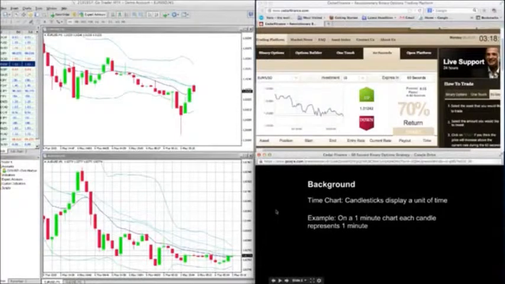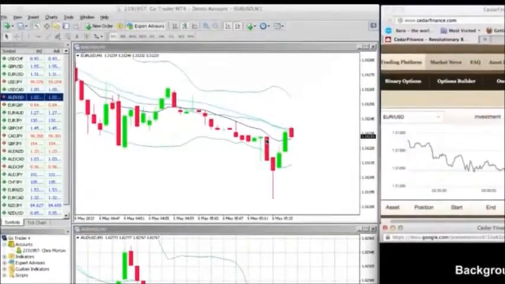Bit of background is you need to know the time chart. The candlesticks need to be displaying a unit of time, and in this particular one, we're trading 60 seconds. So each candle on these time charts is representing 1 minute of time, the red being a bearish movement, and the green being a bullish movement.